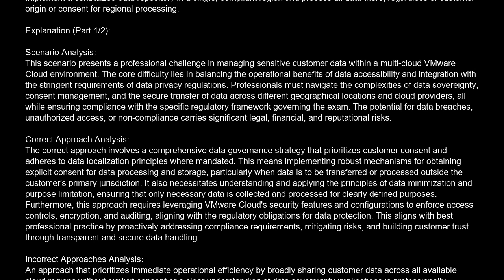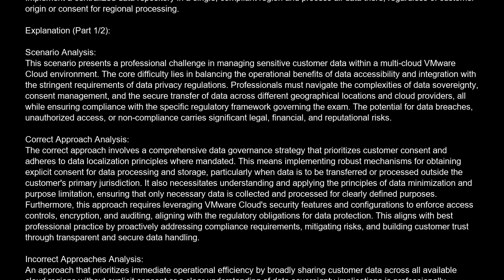Scenario analysis. This scenario presents a professional challenge in managing sensitive customer data within a multi-cloud VMware cloud environment. The core difficulty lies in balancing the operational benefits of data accessibility and integration with the stringent requirements of data privacy regulations. Professionals must navigate the complexities of data sovereignty, consent management, and the secure transfer of data across different geographical locations and cloud providers, all while ensuring compliance with the specific regulatory framework governing the exam. The potential for data breaches, unauthorized access, or noncompliance carries significant legal, financial, and reputational risks.